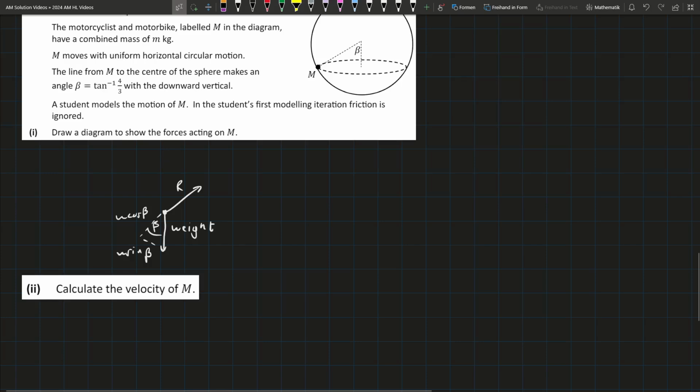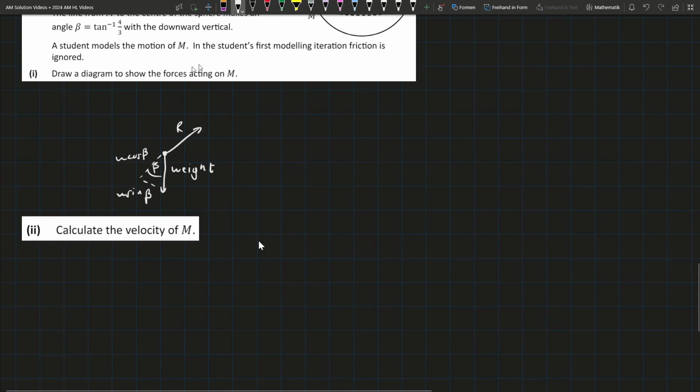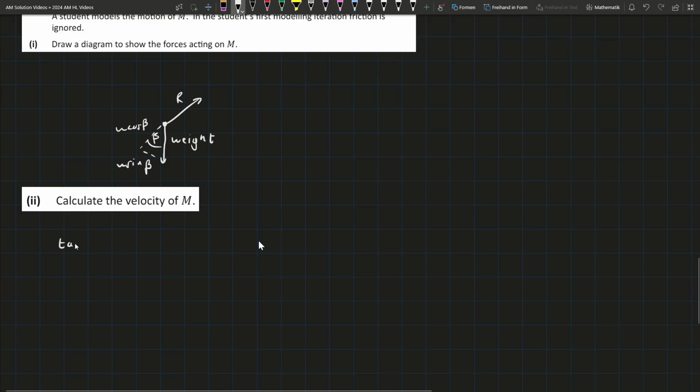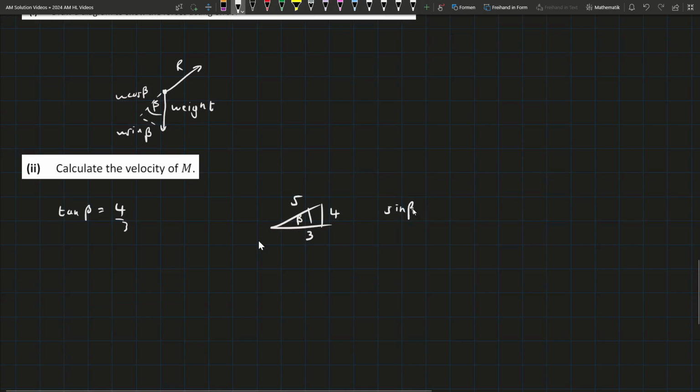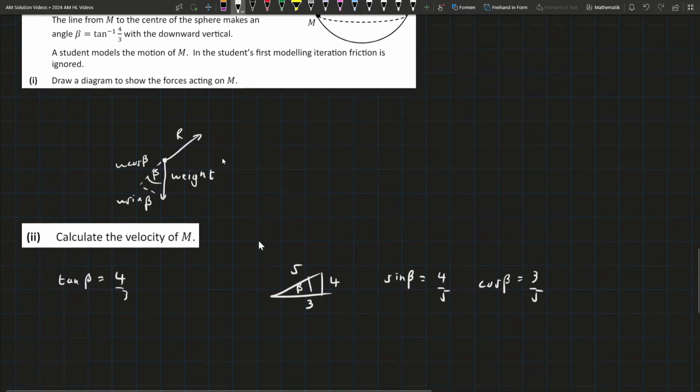We're then told to calculate the velocity. So before we do that, it would help to figure out what sine and cos of beta are. So if we know that beta is the tan inverse of 4 over 3, that means that tan beta equals 4 over 3. So what do we have? We have a right angle triangle. Tan is opposite over adjacent. This is a 3, 4, 5 triangle. If you find the hypotenuse, that means that we have sine of beta equals opposite over hypotenuse is 4/5, and cos of beta will be 3/5. So now we know that, it'll be nice when we're calculating the velocity.